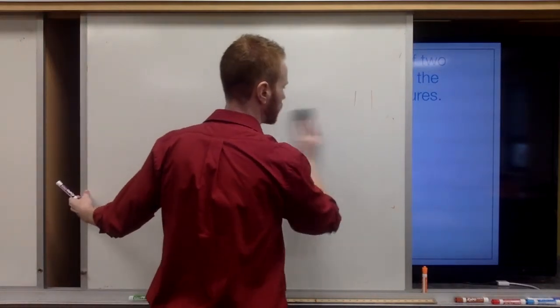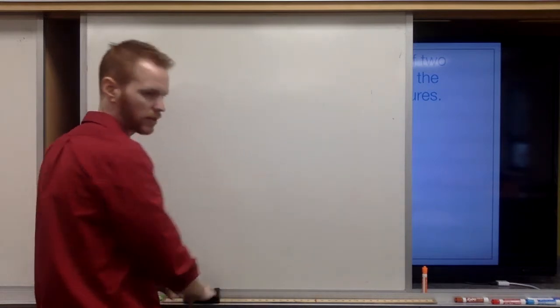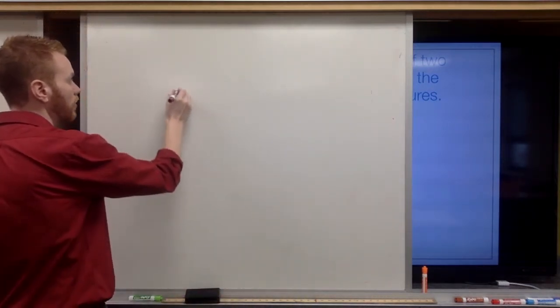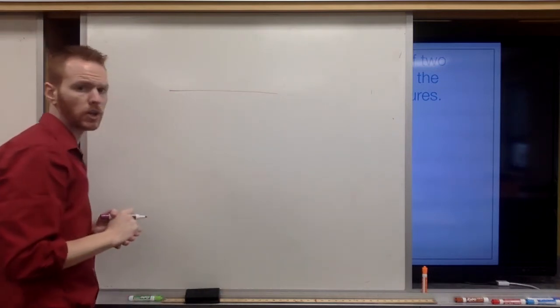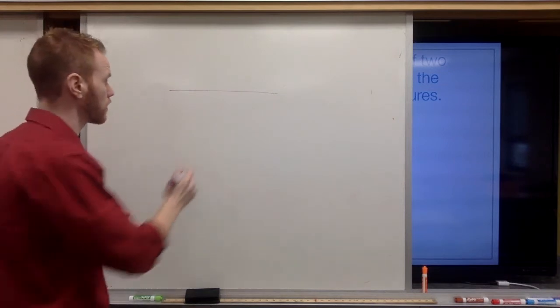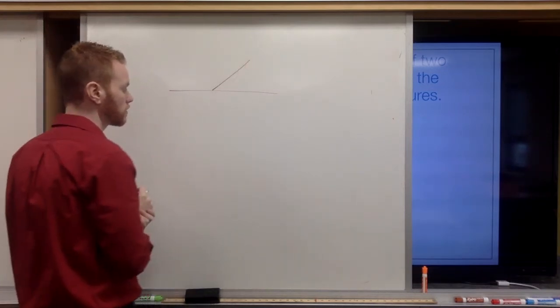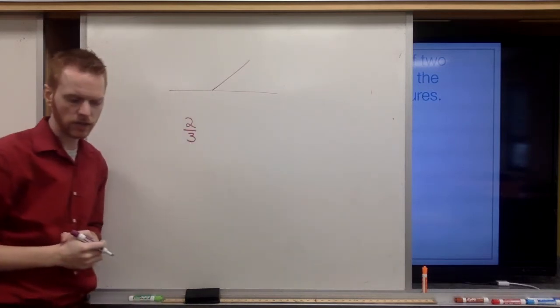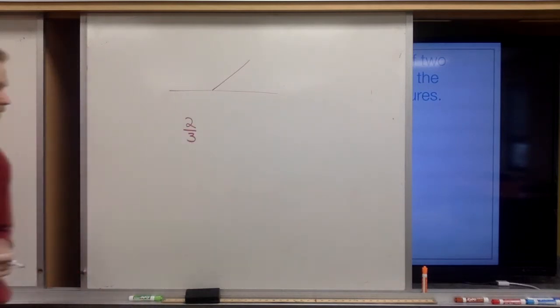I'm always a fan of drawing something. I think it really puts things easier in perspective. Now, they're supplementary, right? So there's two angles that add up to 180. They could be linear angles, right? So let's say I have a pair of linear angles. When I put their measurements together as a ratio, I get 2/3 out of it.